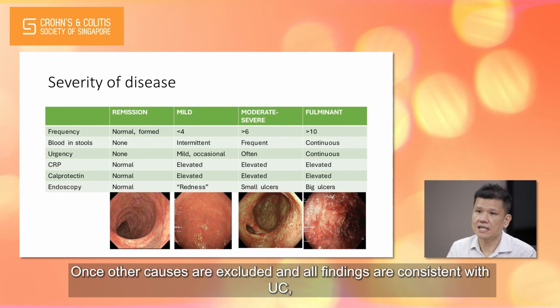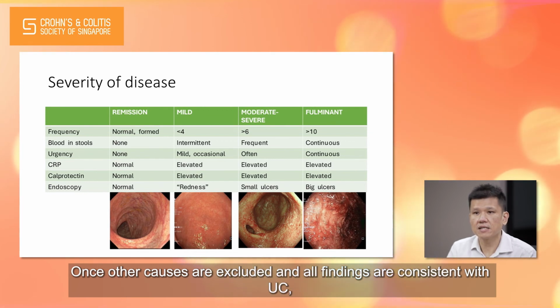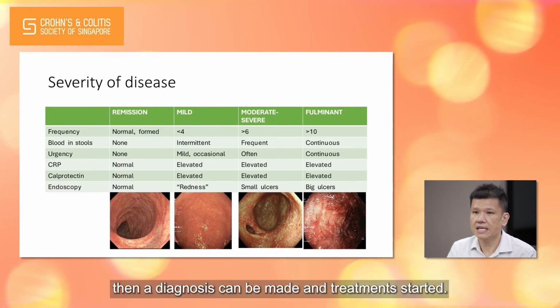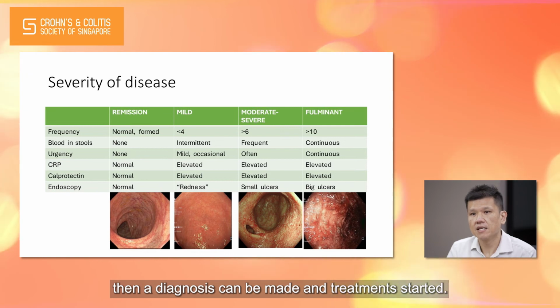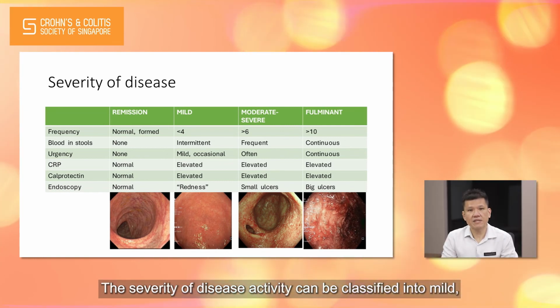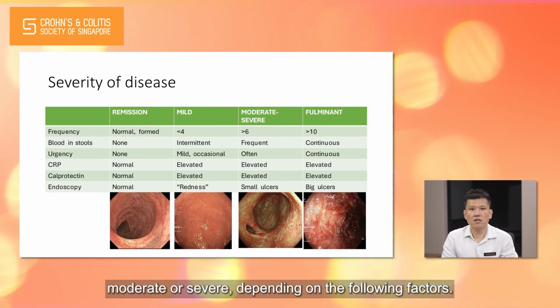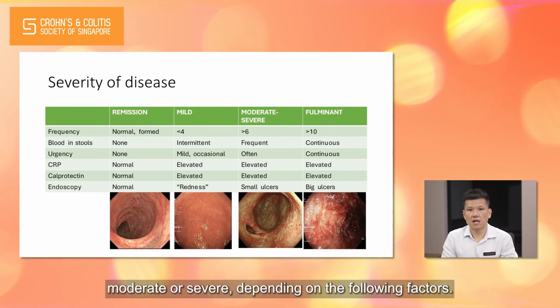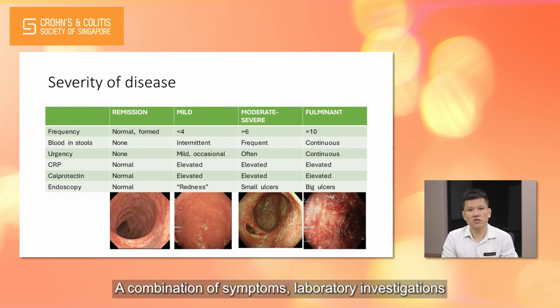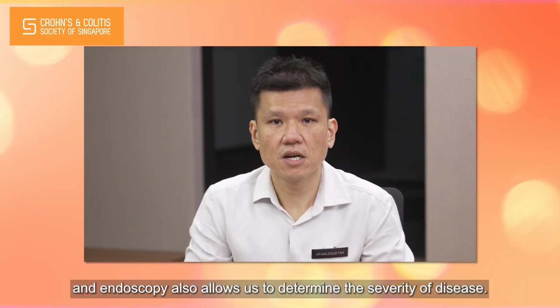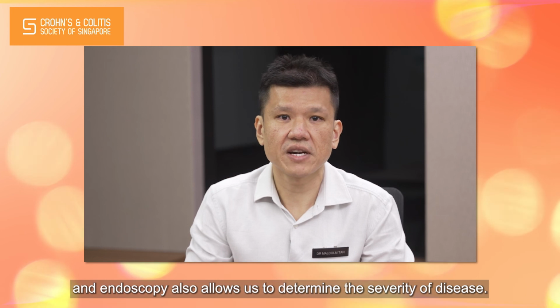Once other causes are excluded and all findings are consistent with UC, then a diagnosis can be made and treatment started. The severity of disease activity can be classified into mild, moderate, or severe, depending on the following factors. A combination of symptoms, laboratory investigations, and endoscopy also allows us to determine the severity of disease.